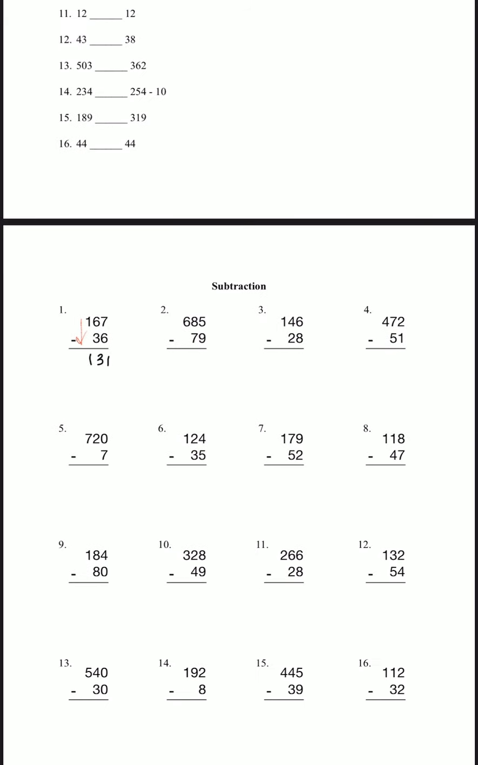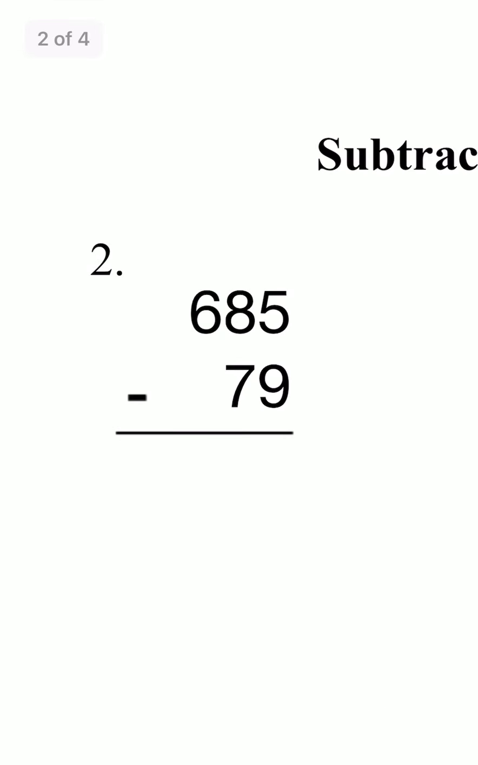And now let's try number 2. We have 685 minus 79. 5 minus 9, we cannot do that, so we're going to take 1 from the tens. So that's going to turn into 7, and just think that this is 15, okay? So 15 minus 9 is going to be 6, and 7 minus 7, right here, is going to be 0, right? So 0, and then the 6 comes down again, so we have 606.